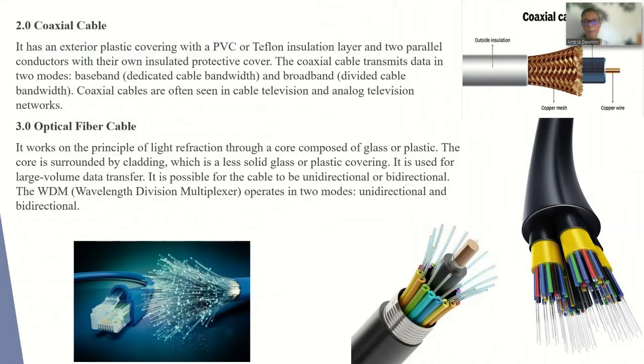Coaxial cable. It has an exterior plastic covering with a PVC or Teflon insulation layer and two parallel conductors, each with their own insulated protective cover. The coaxial cable transmits data in two modes, baseband and broadband.